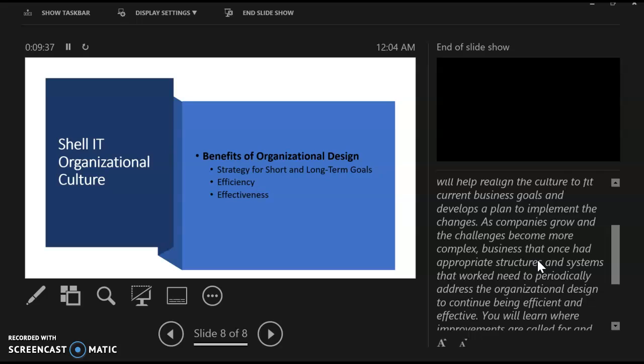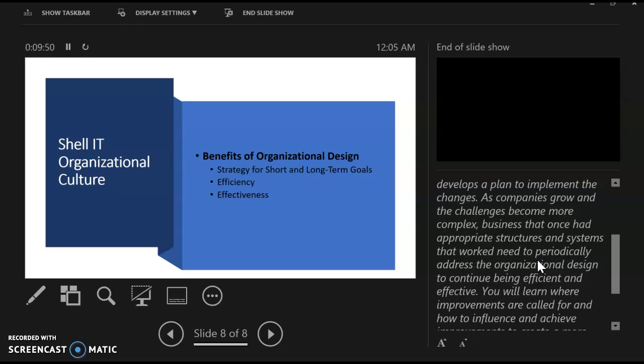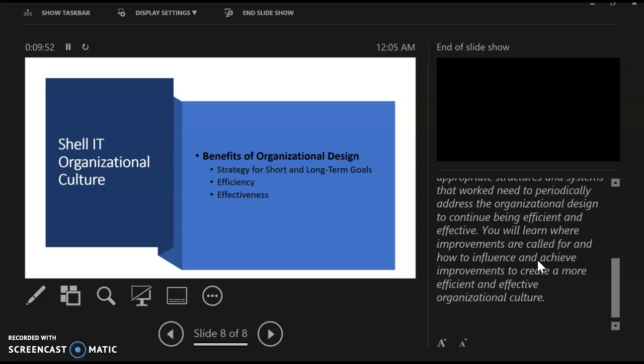As a company grows and the challenges become more complex, businesses that once had appropriate structure and systems that worked need to periodically address the organization design and continue being efficient and effective. You will learn where improvements are called for and how to influence and achieve improvements to create a more efficient and effective organization culture. Thank you. This is my presentation on Shell IT organization culture.